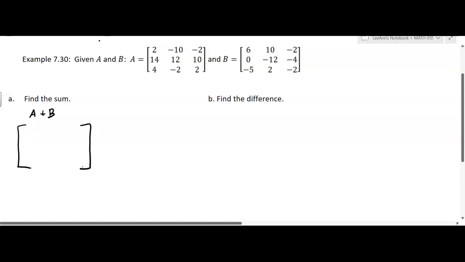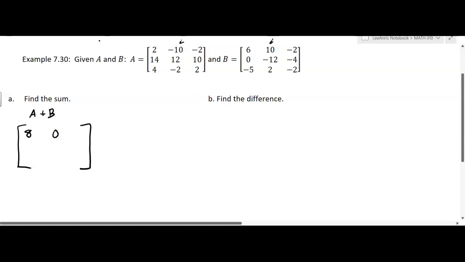Okay, so I want to do row 1, column 1, so 1, 1 with 1, 1. So 2 and 6, that's going to be 8. And then I'm going to work just across the rows. You need to kind of have a method, an order, or you're going to get really lost. So I'm going to go the first row, second column, and first row, second column. So negative 10 and 10, that would be 0.